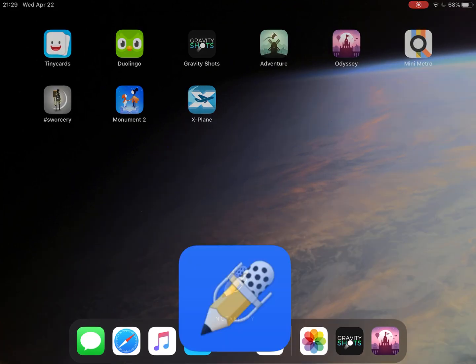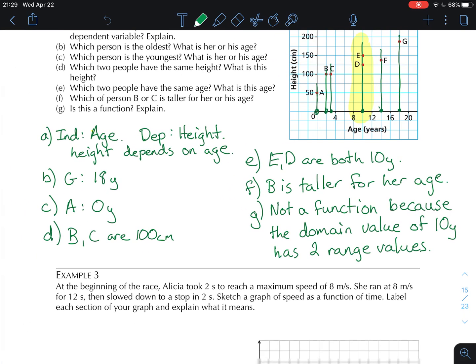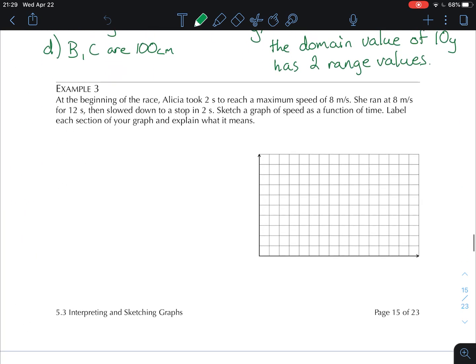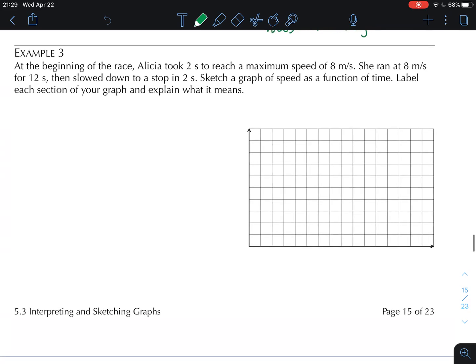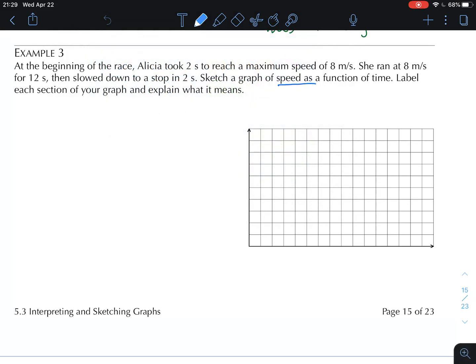All right, so we're going to take a look at example 3 in just one moment. We'll take a look at example 3. At the beginning of the race, Alicia took 2 seconds to reach a maximum speed of 8 meters per second. Then she ran at 8 meters per second for 12 seconds, then slowed down to a stop in 2 seconds. Sketch a graph of speed as a function of time.